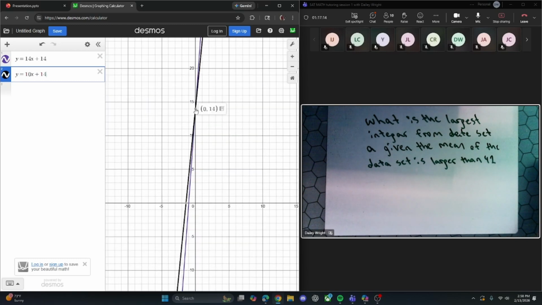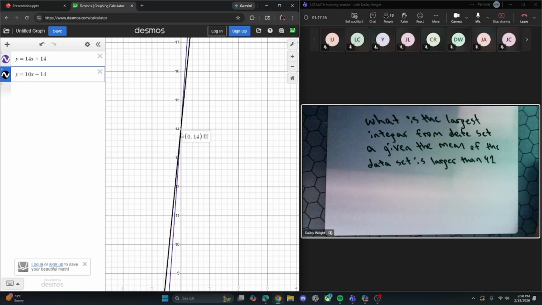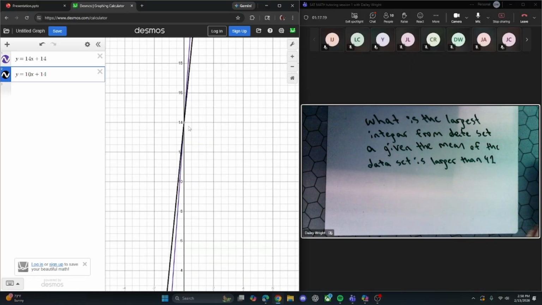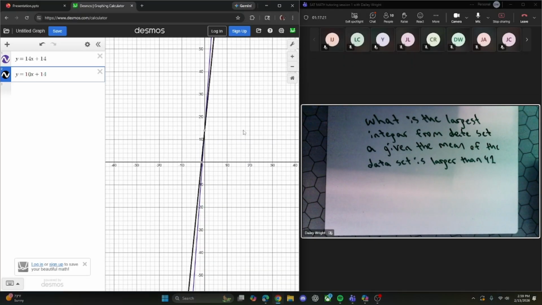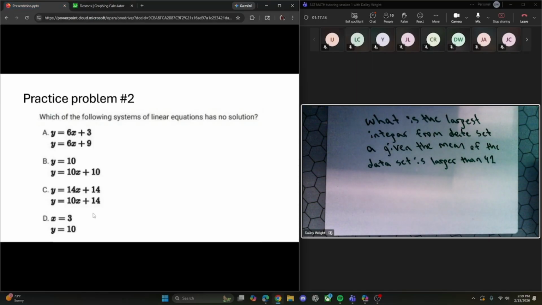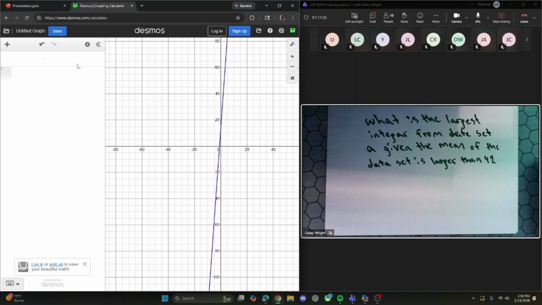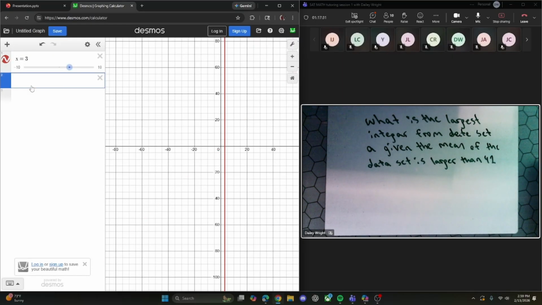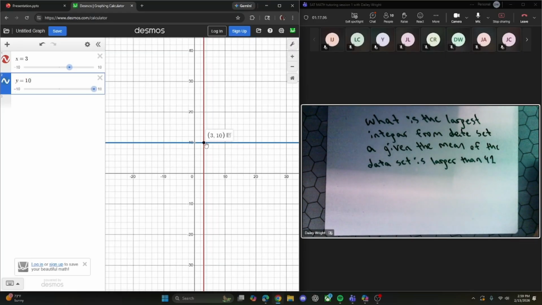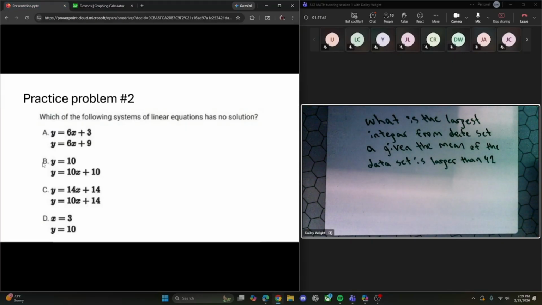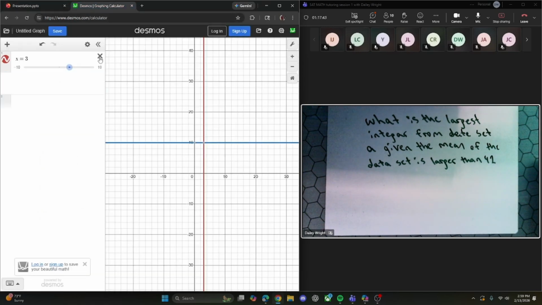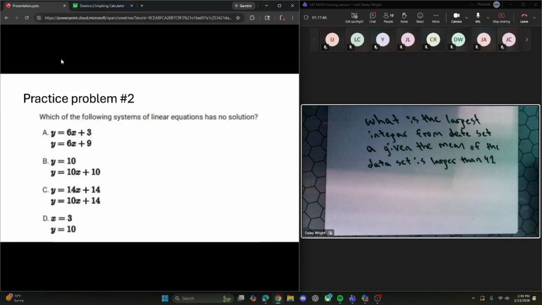These equations collide right here. You can see right there. So at 0, 14, they have a solution. X equals 3, y equals 10. These two graphs collide right here. So they have a solution right there. So it's definitely A. And in this certain problem, if you remember this, you will not use Desmos.